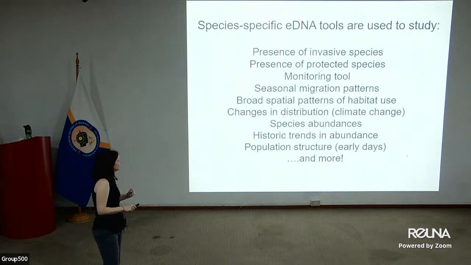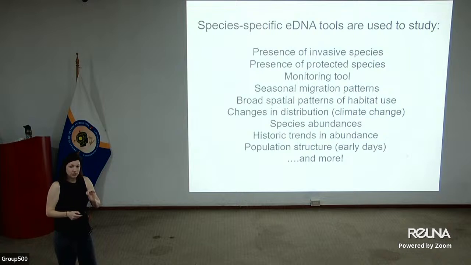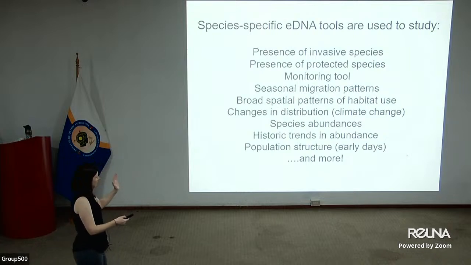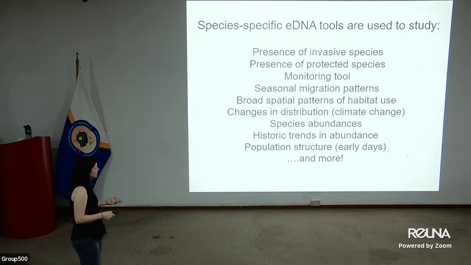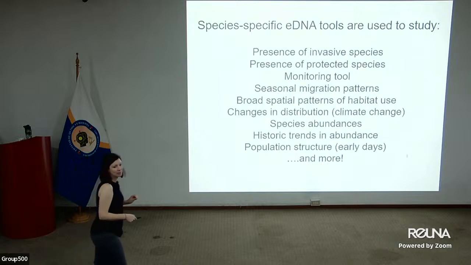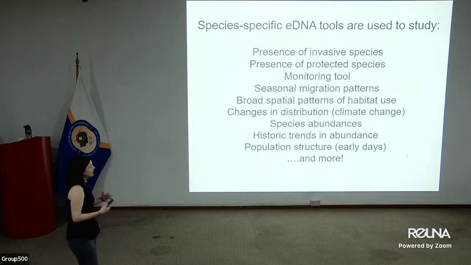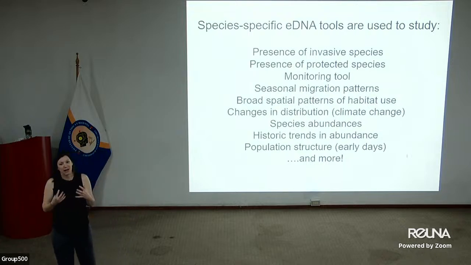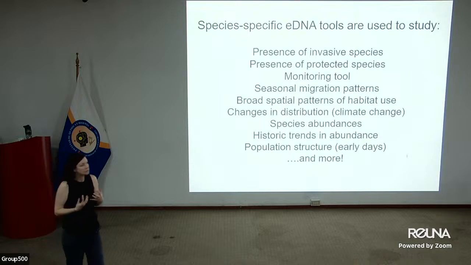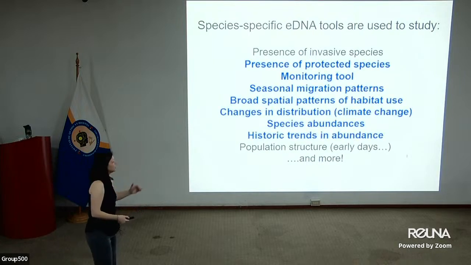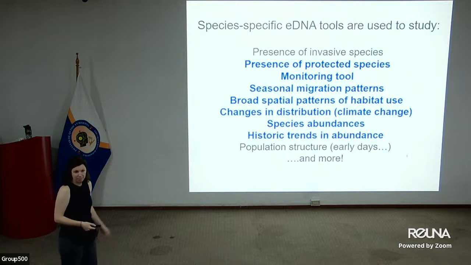So what are we using it for? Again, you have to remember, this is just a tool. It's a forensic tool, and this is not the limit here either. So you can look for invasive species, protected species. You can use it to monitor seasonal migration patterns, spatial patterns, changes in distribution with climate change, species abundance, historic trends in abundance. Early days, but there are some population structure studies out there. You have the potential to sample an entire population from water samples. In my lab, we do research on all of these topics, and I'll be talking about some of them tomorrow.